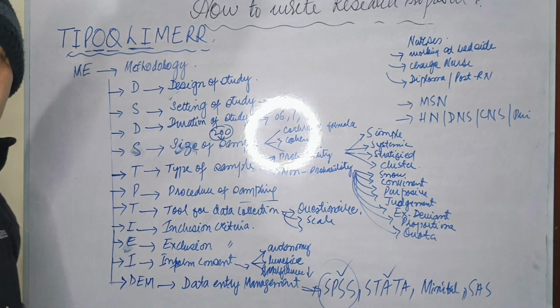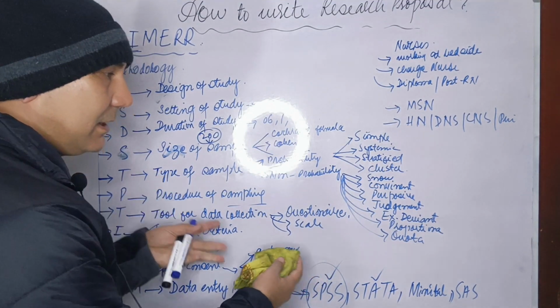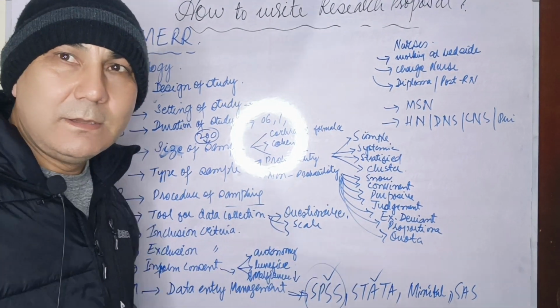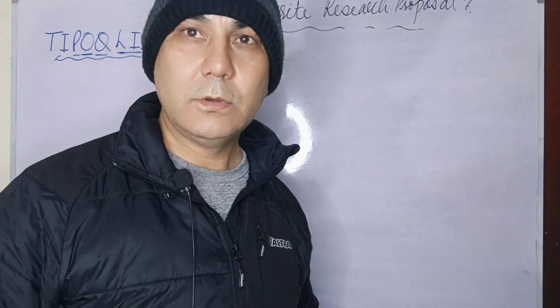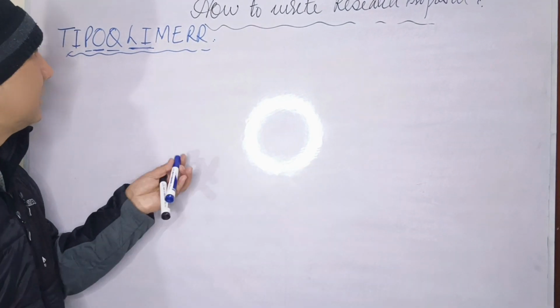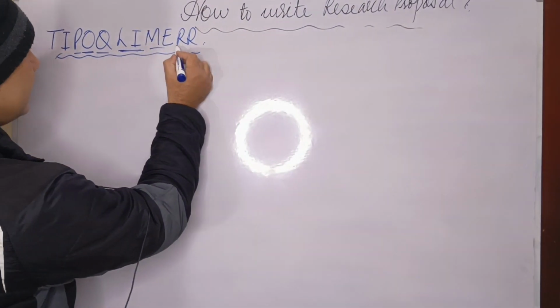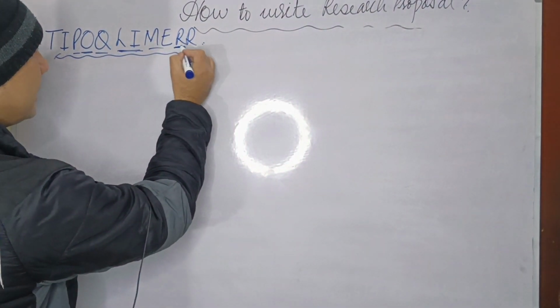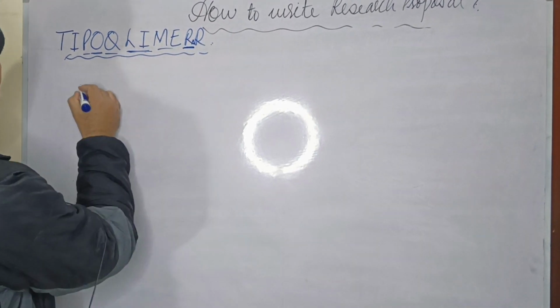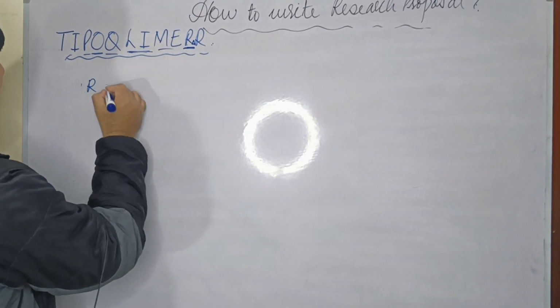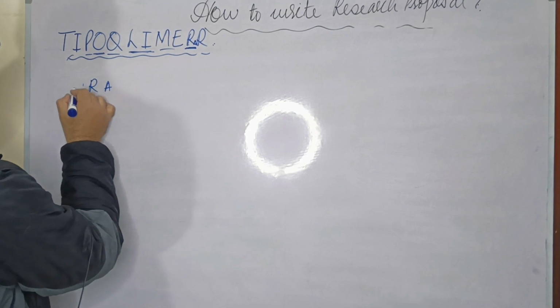Now let me erase once again because the board is filled up. Sorry for that. Now after that is again R, double R, RA. For this, R is the result analysis.